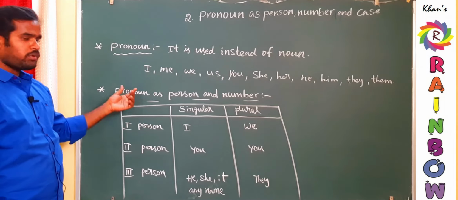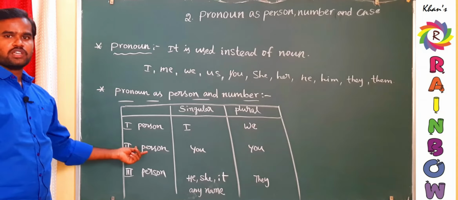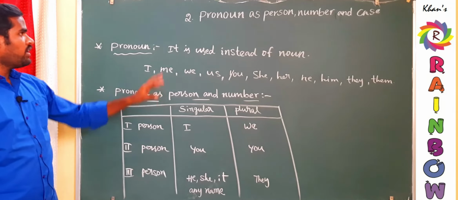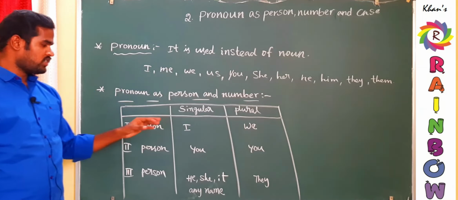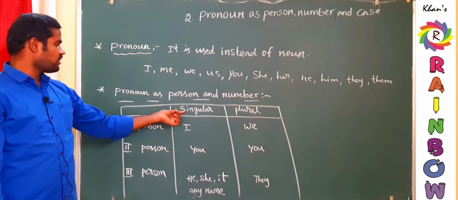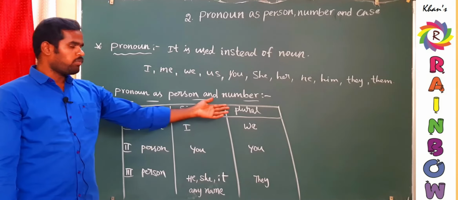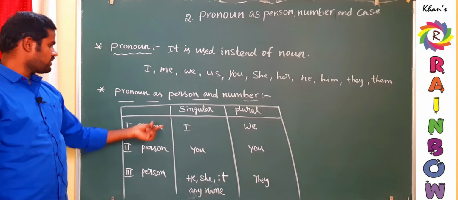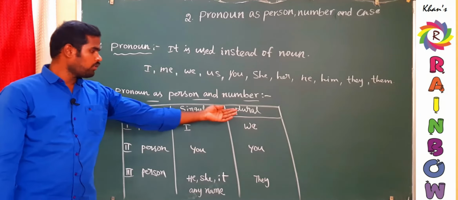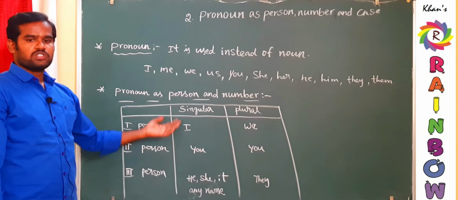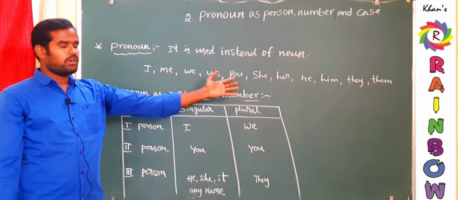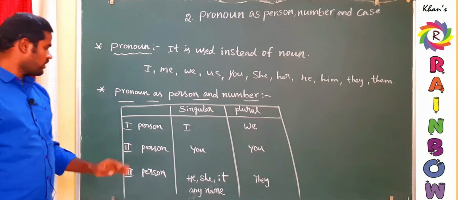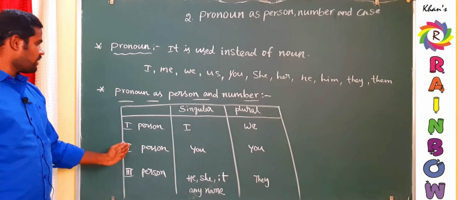So first, based on person we have three: first person, second person, third person. And based on number we have two divisions, singular and plural. So once again I am concluding. First person singular is I, first person plural is we, and second person singular you, plural also you, and then third person singular he, she, it and any name, and third person plural pronoun is they. So here we can find total three persons.